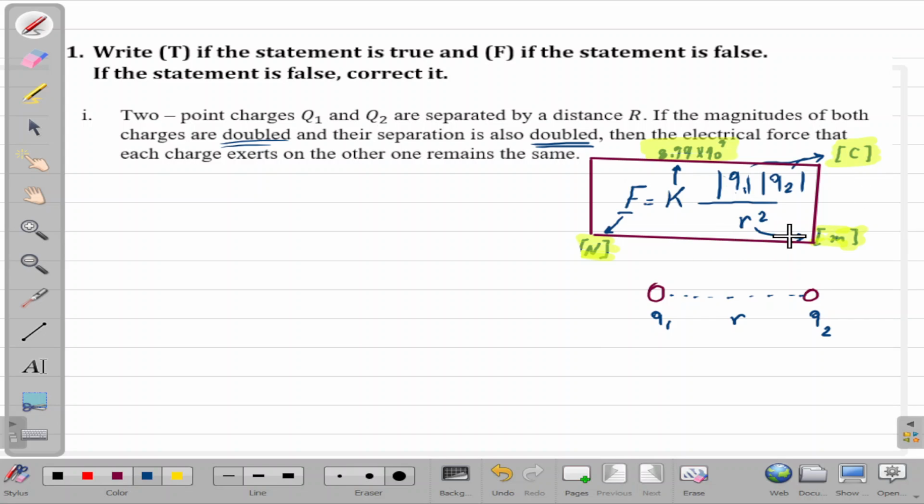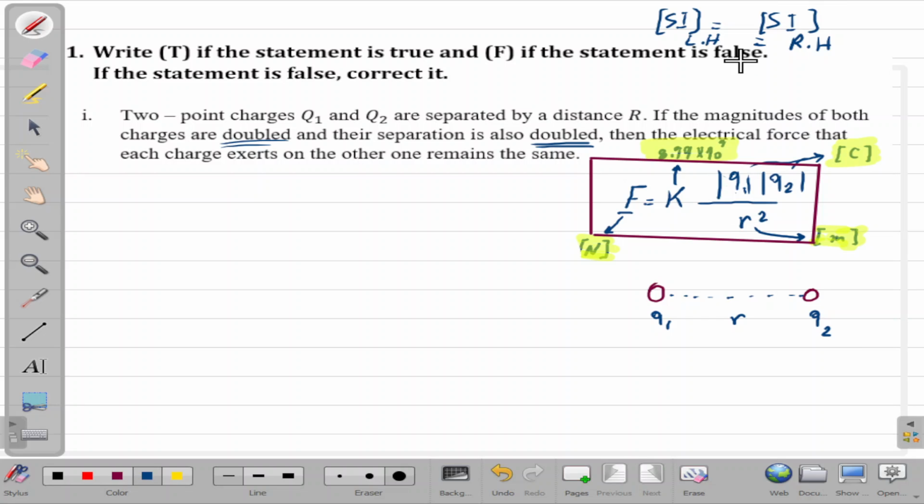Finally, we have the separation between the two charges, and the symbol of this separation, of this distance, is R. The SI unit of this quantity is the meter. Notice that on the left hand side we have SI units, so we should make sure that on the right hand side the units are in SI units. All the units on the right hand side should be consistent with the left hand side.